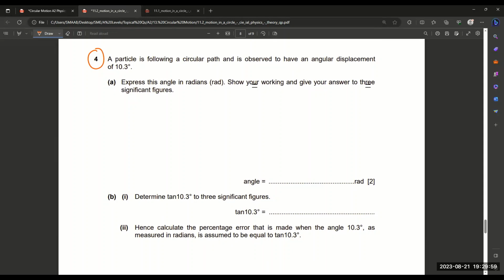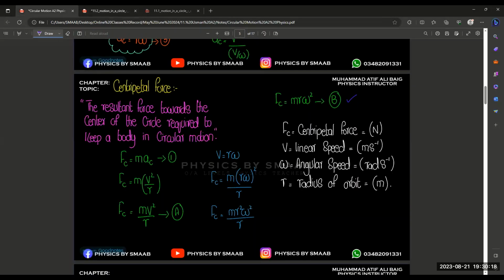In question number 4, a particle is following a circular path and is observed to have an angular displacement of 10.3 degrees. Now you need to express this angle in radians. Show your working and give your answer to 3 significant figures. So you know the formula that we need to use.